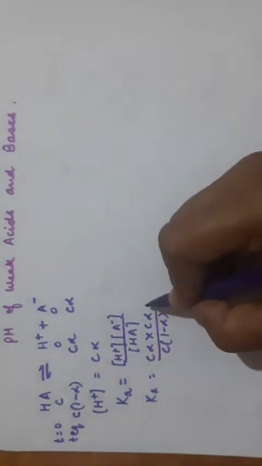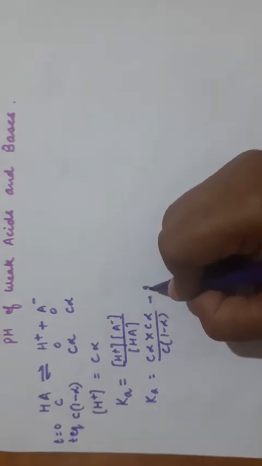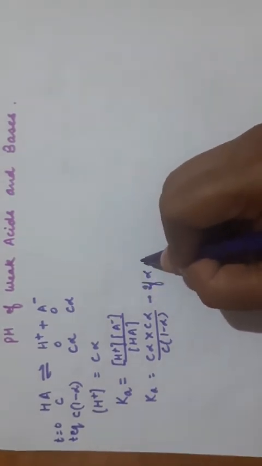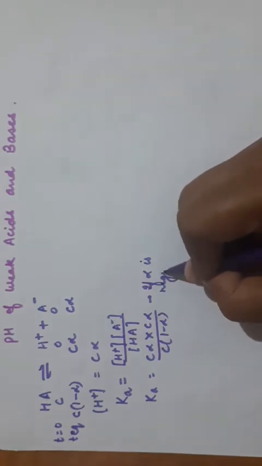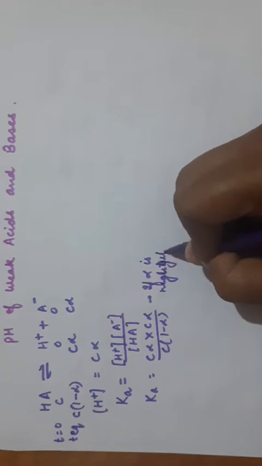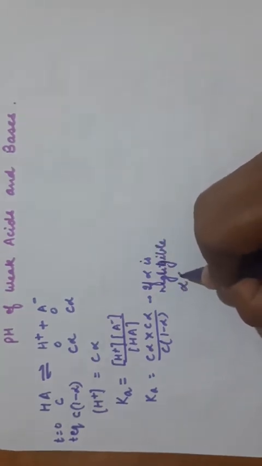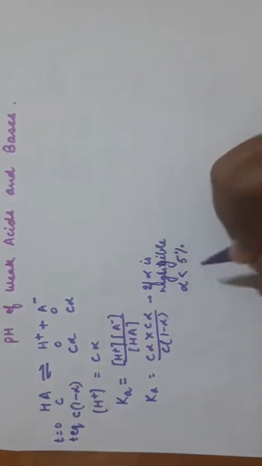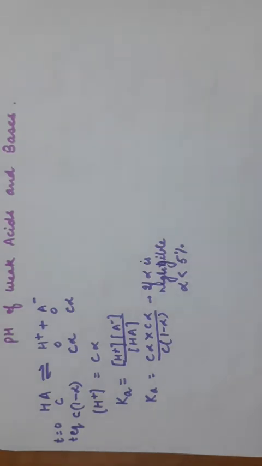Now if alpha is negligible, negligible means if alpha is less than 5%, you can say 5% or 0.05.